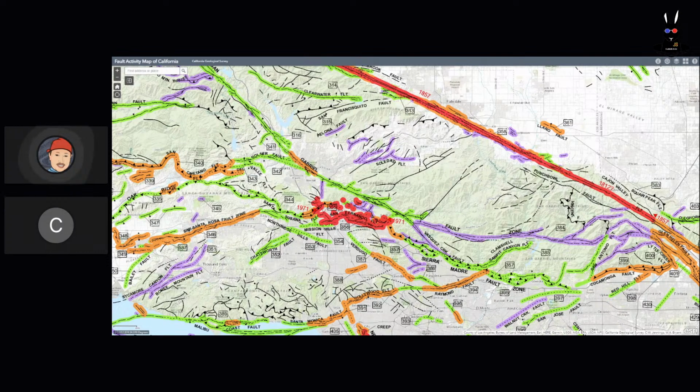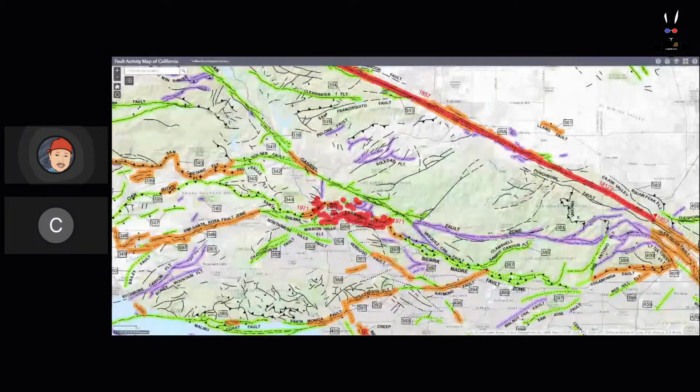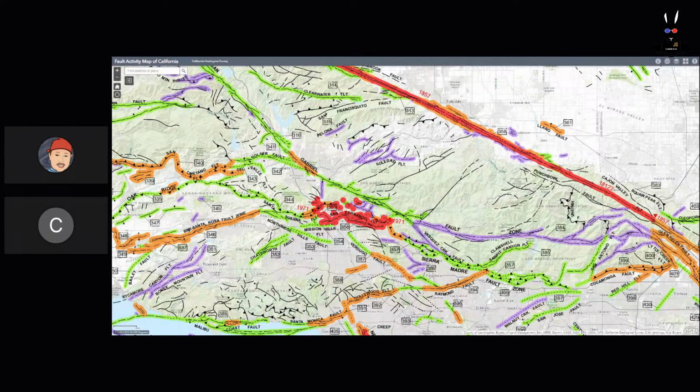Here's the Santa Clarita. This is the Honor Oil Ranch field that I found. So back to that and share this tab instead. All right. There we go.